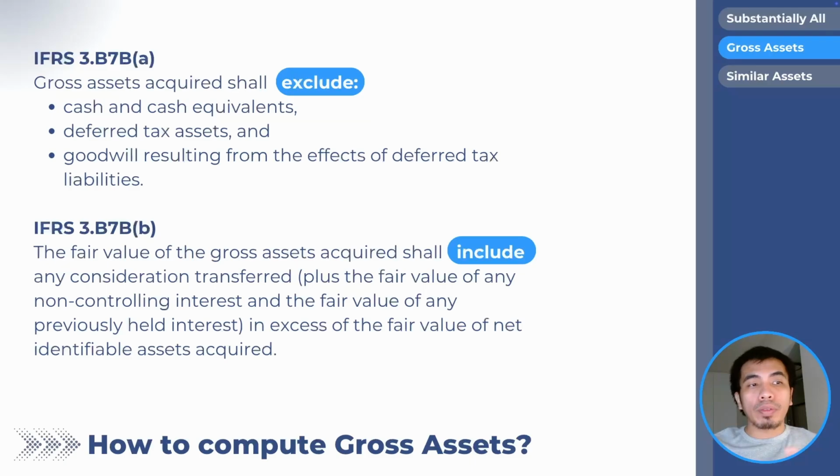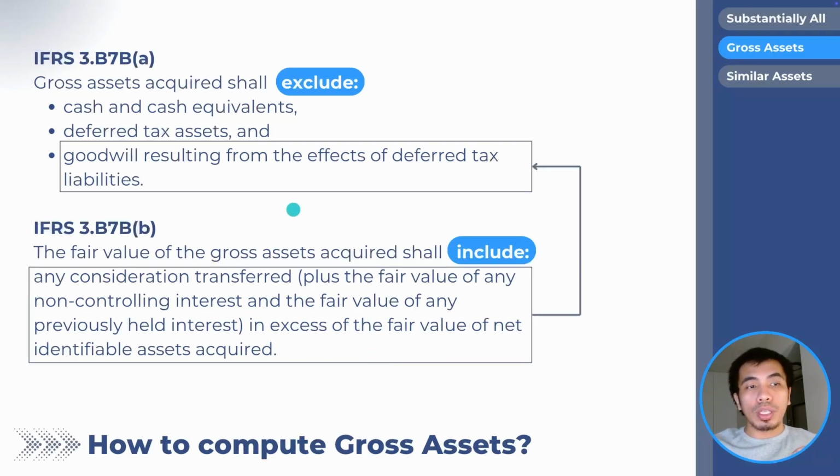The next paragraph of this requirement says that the gross assets acquired shall include any consideration transferred plus the fair value of any NCI and the fair value of any previously held interest in excess of the fair value of net identifiable assets acquired. So these lines here are exactly the computation of goodwill that we have: the consideration transferred, which is the purchase price, less the fair value of the net identifiable assets acquired.